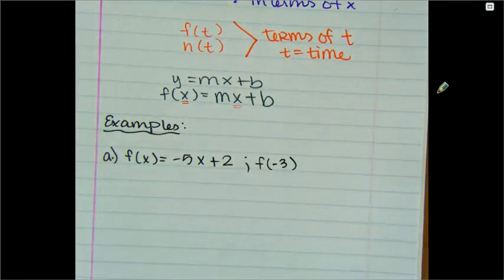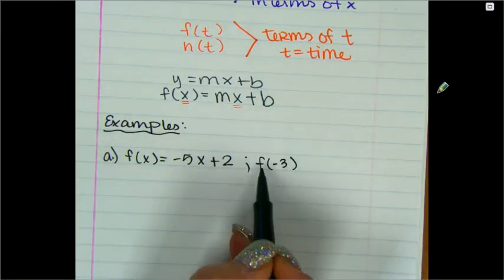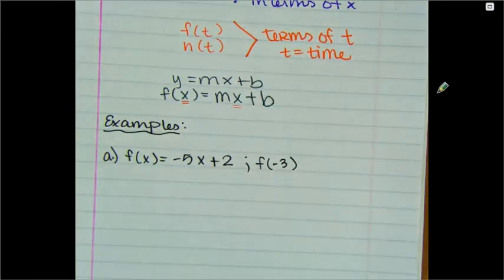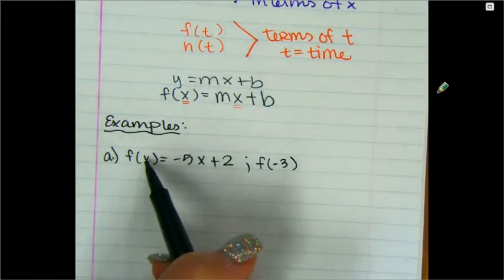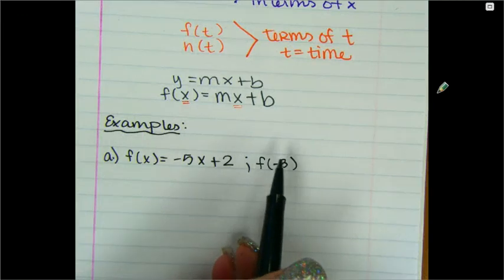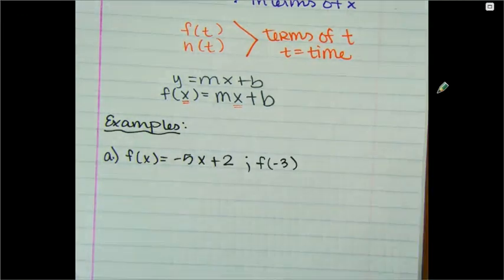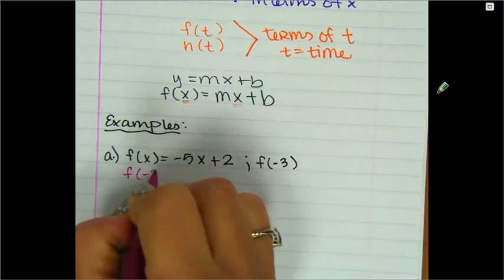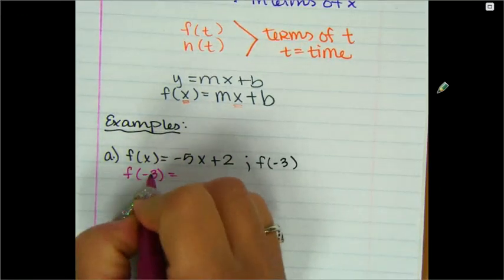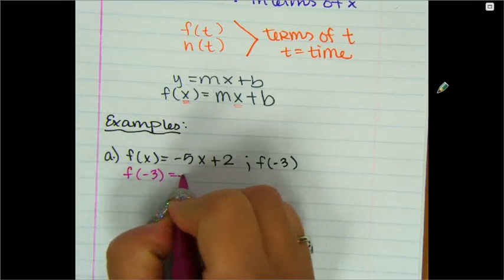All right, so this function is f of x equals negative 5x plus 2, and I want you to evaluate when you have f of negative 3. So just plug it in. What this says is when you have x, because remember this is x, right? Instead of writing an x, I'm going to plug in a negative 3. So wherever I see x, watch, it's really easy, guys. You're going to say f of negative 3 equals, wherever I see x, I'm going to plug in a negative 3.